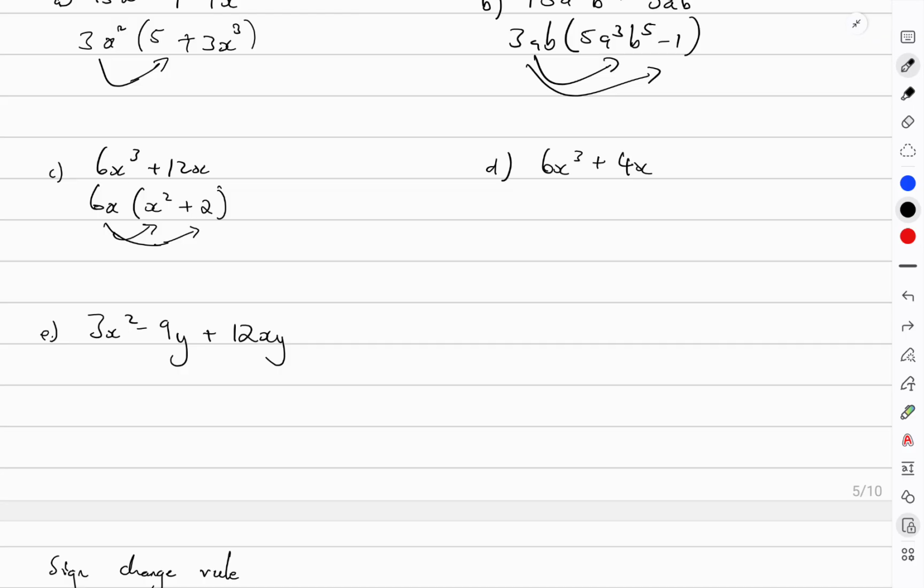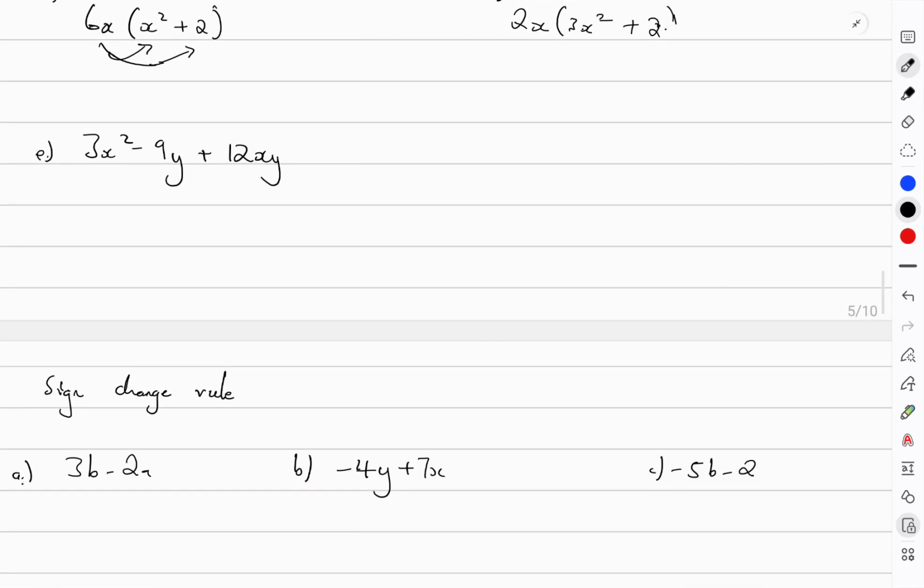Let us look at letter D. Is there a highest common factor between 6x to the power of 3 and 4x? Yes, it is going to become a 2. Is there a highest common factor between x to the power of 3 and x? I'm going to have x. Therefore, here I'm going to have 3x squared plus 2, because if I were to distribute, it should take us back from where we are coming from, right? Which is going to give us 6x to the power of 3 and 4x.